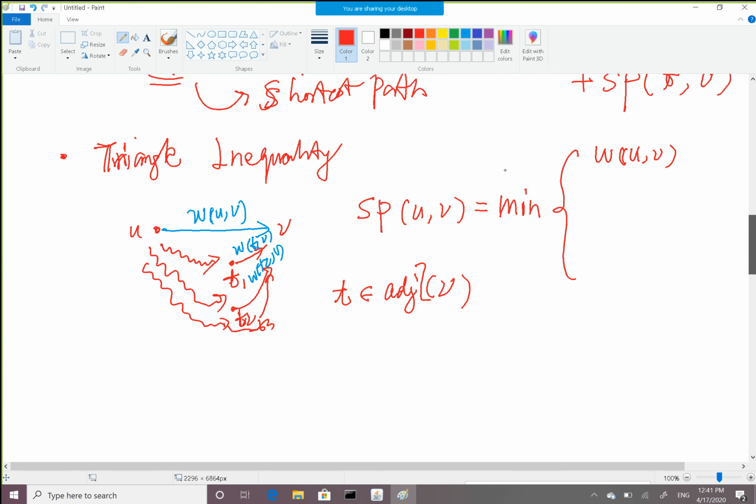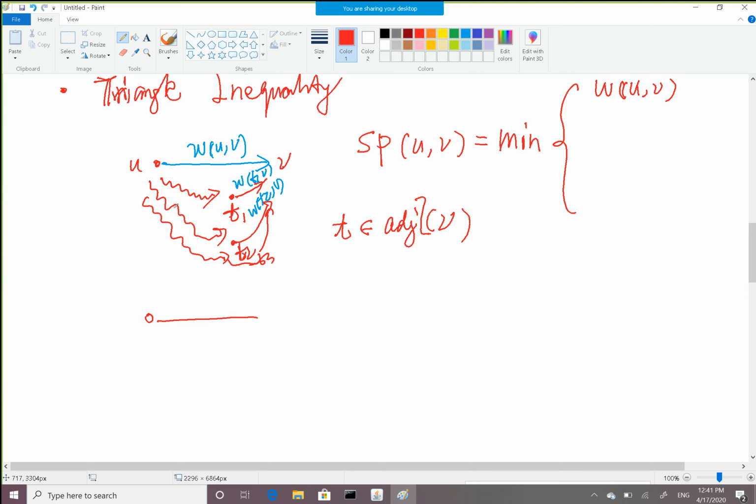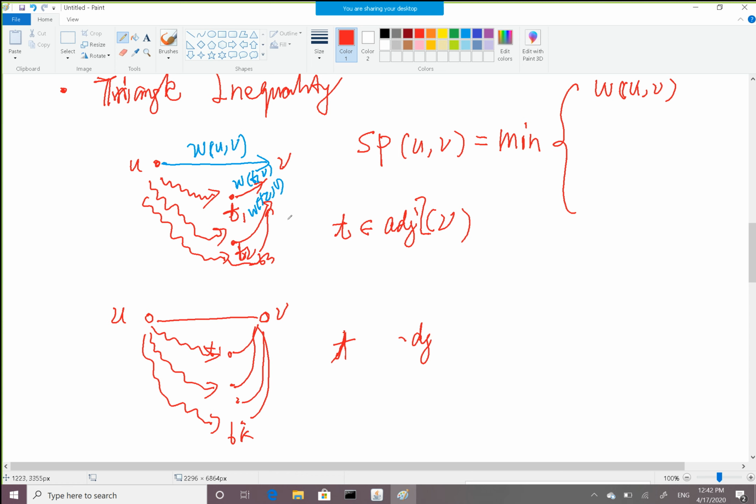And this is for a directed graph. For an undirected graph, we draw it this way. This is V, this is U, and this is what we have, T1 and T2, and you could have more, TK. This one is linked with this one, and they are reachable from U, it can reach any of these. And then they have a direct edge from Ti to V. In the directed graph, T is a vertex that belongs to ADJ, which we use to represent the adjacent vertices of V. Clear?